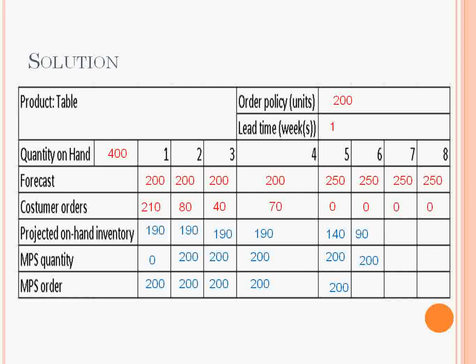Forecasts suggest that there is a demand for 250 tables in the 7th week, so an MPS order must be scheduled. We get 200 tables from the assembly for the 7th period, and we still have 90 from the last week. If we sell 250, on-hand inventory will be as little as 40.